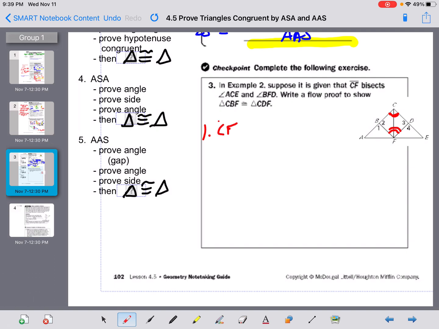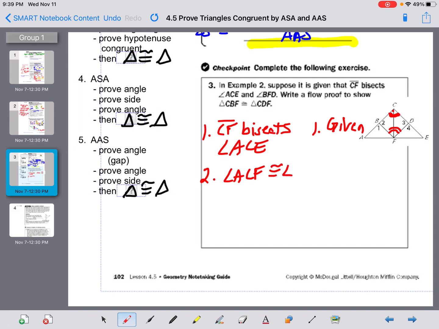CF bisects angle ACE. All right, I'm going to stop with that one. I'm just going to write 1 to start with. Okay, so look up here at ACE, this top angle. If this is bisected, then it means the left side, ACF, is going to be congruent to the right side, which is ECF. And how do I know that? Well, remember, I see this vocab, so it's definition of bisect.